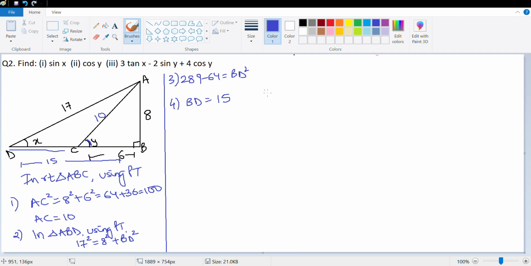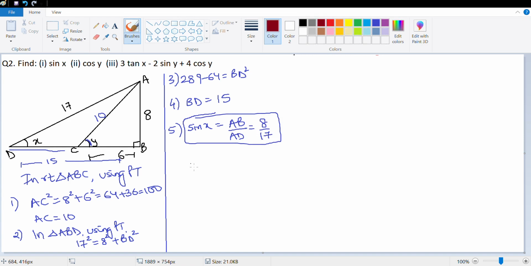Done. So let's look at what we need to calculate. So number 5, this is sin x, which for this big triangle will be equal to perpendicular AB upon hypotenuse AD, which means 8 upon 17. So that's the first part of our question.